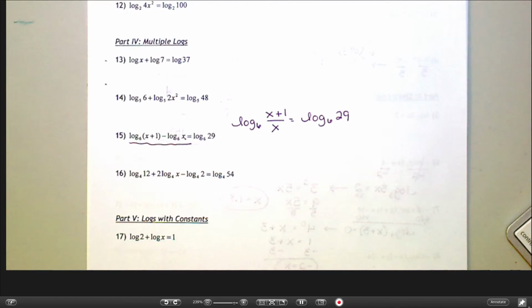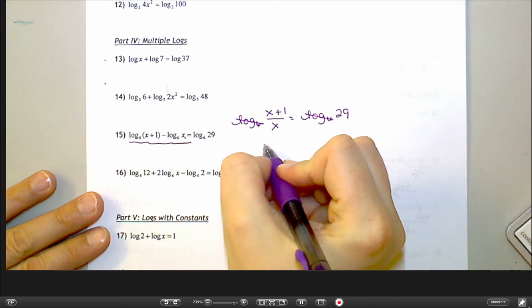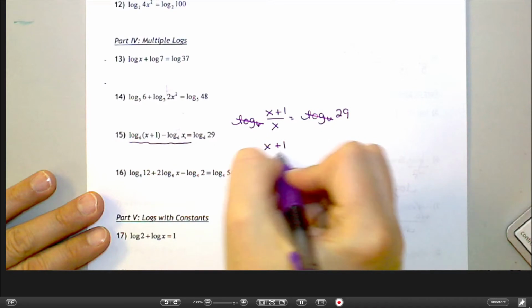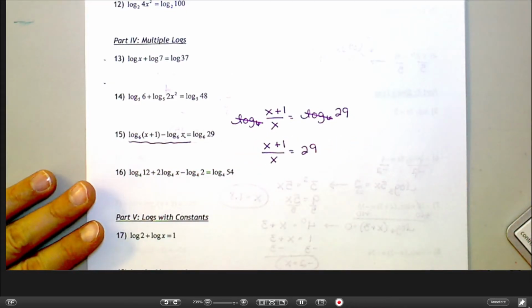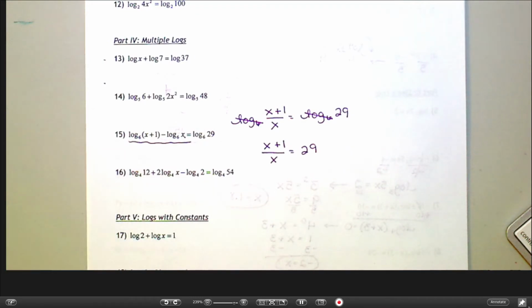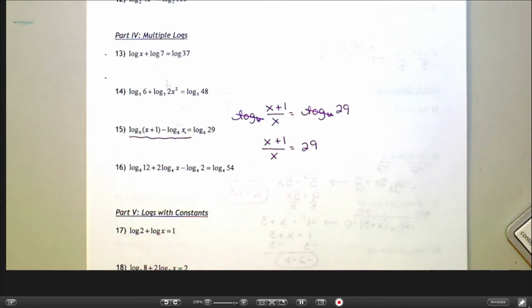Now I have log equals log, so what can I do? Get your logs out of there. So now I have x plus 1 over x equals 29. Now this one is weird to solve. You know how to do it, you have all the tools you need, but it is a weird one. You can't cancel it out, because this x is attached to a 1, unless you have an x plus 1 to cancel it with.